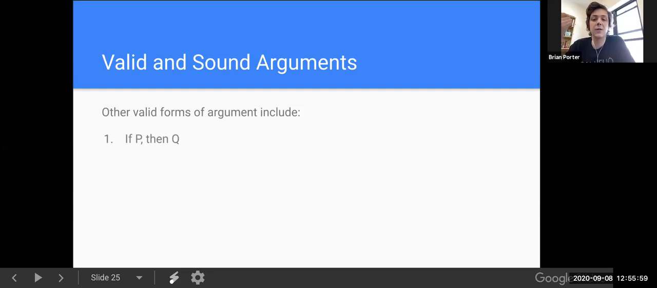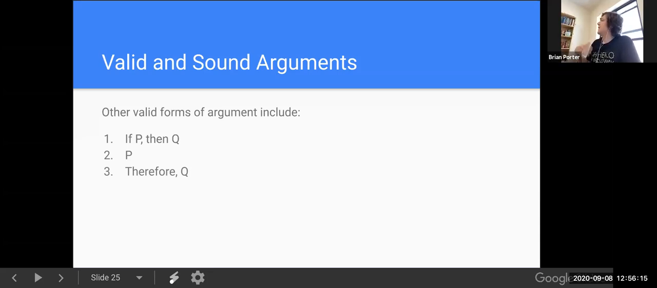Other valid forms of argument include modus ponens, which we talked about earlier. If P, then Q. And P, therefore Q. So an instance of modus ponens might be, if you live in Brooklyn, then you live in New York, premise one. You live in Brooklyn, premise two. Therefore, you live in New York, conclusion. Right? That's a valid argument. So we're plugging in certain statements for P and Q here, but it's a valid argument form. So no matter what you plug in for P and Q, as long as you plug the same sentence in for both Ps and for both Qs, you'll have a valid argument. Now, whether or not the conclusion is true will depend on whether or not the premises are true.